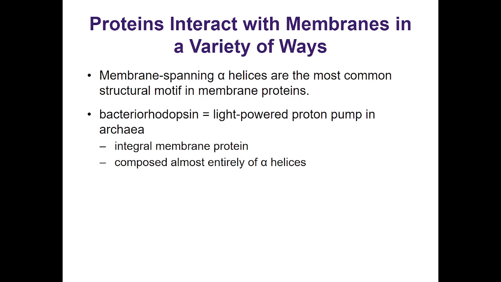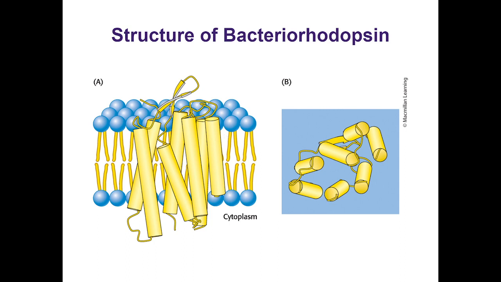Actually, this function pretty much tells you it has to be an integral membrane protein because it has to transfer it through. It's composed almost entirely of alpha helices. And so this is what this actually looks like. See these little rod things? Those are what? Alpha helices. Yeah. So basically, all this is composed of is alpha helices with little turns to connect them.